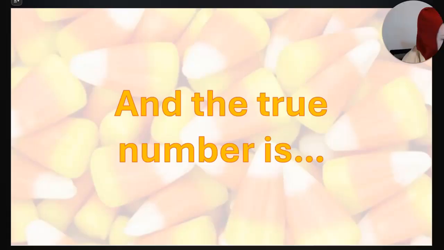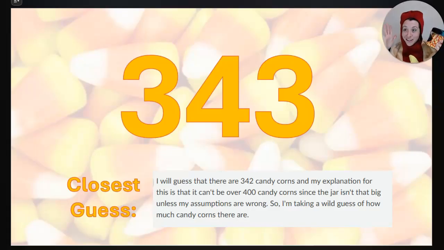Okay, and the true number is 343. That's how many candy corns were in here. And I'm going to highlight the person who guessed the closest, who was one away. So they guessed 342. And by the way, I didn't put any of your names on these because it's going on YouTube and I would like to ask your permission before I did that. So 342 candy corns was what this person guessed. And they said, basically, I didn't think it could be over 400. So I'm going to take a guess at 342.